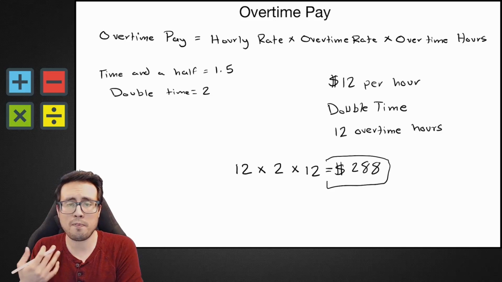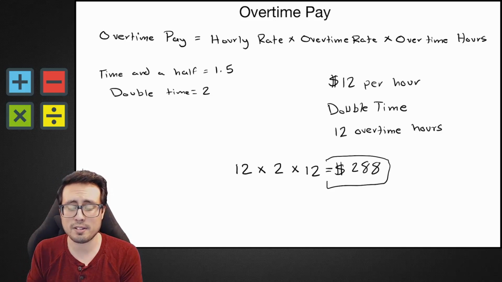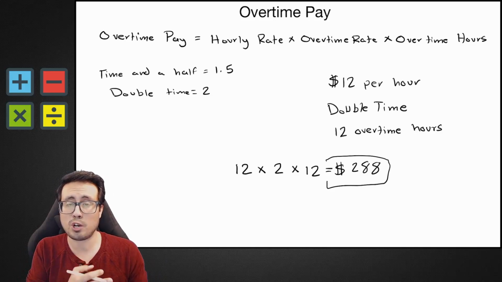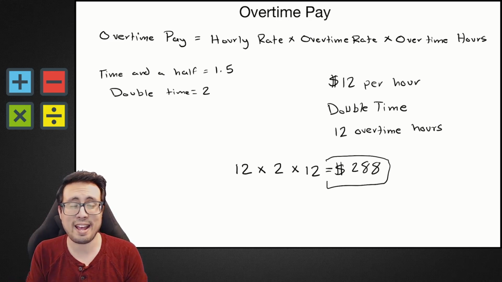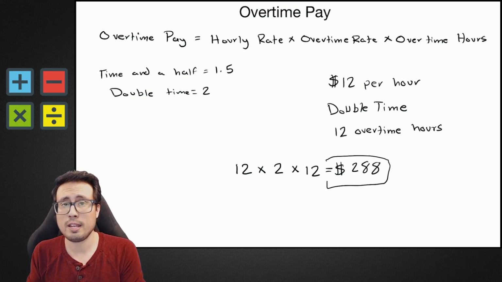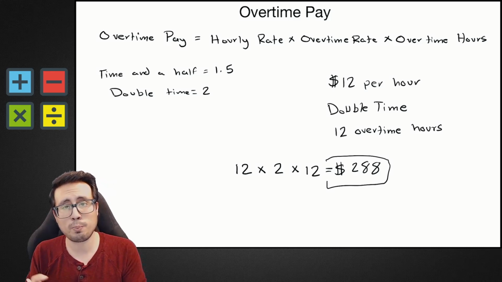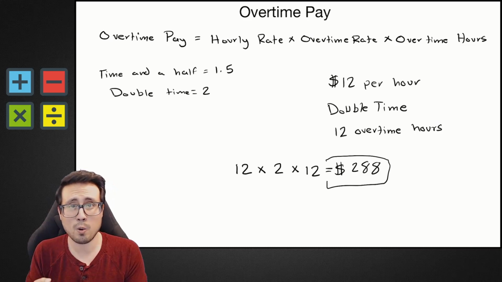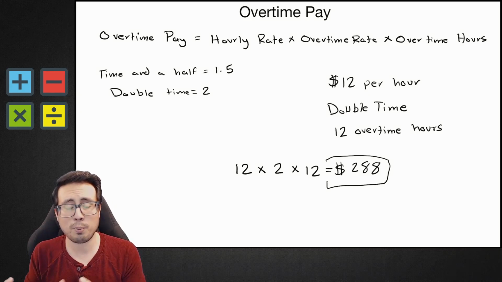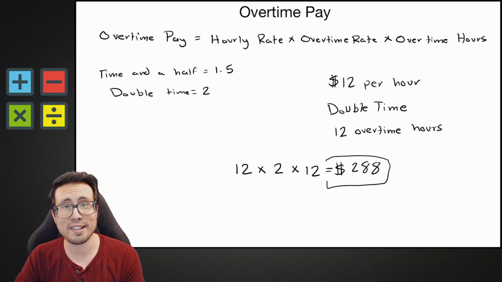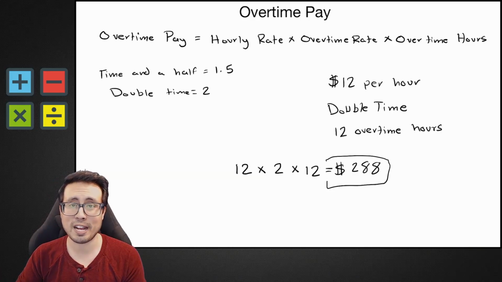Now, if you need to figure out what your total pay is, all you need to do is figure out your straight time pay first and just add that to your overtime pay. But this is how you're going to calculate your overtime pay on its own. Is you're going to, again, take your hourly rate, how much do you make per hour, multiply it times the overtime rate, which is 1.5 for time and a half, or 2 for double time, and then multiply it times the number of overtime hours worked. And there you go. There you have it. That is how you calculate your overtime pay.